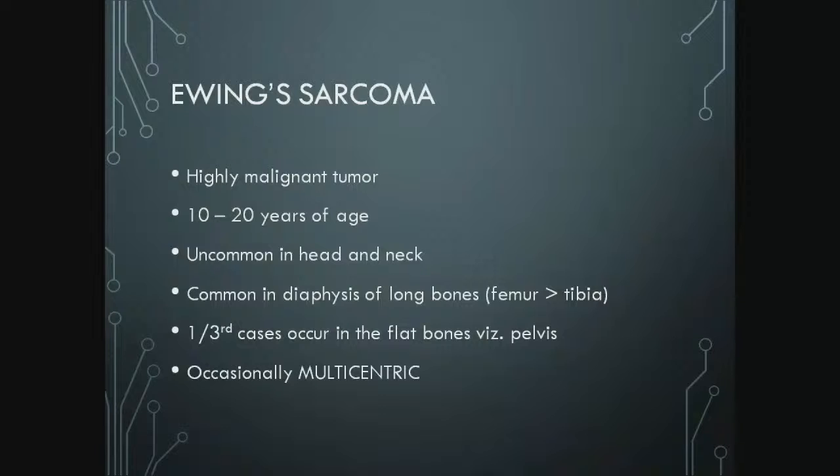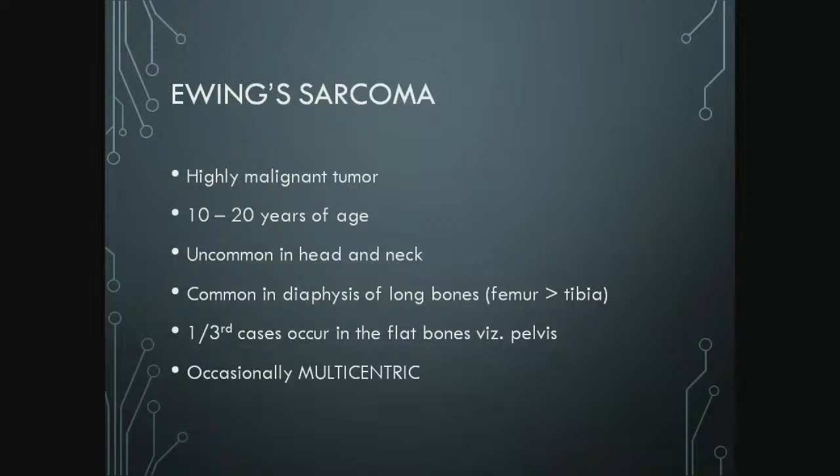Finally, we come to Ewing's sarcoma. Ewing's sarcoma is a highly malignant tumor occurring a decade earlier than osteosarcoma, commonly seen in 10 to 20 years of age. It is uncommon in the head and face and quite common in the diaphysis of the long bones, most commonly seen in the femur or the tibia. One third of cases occur in flat bones, that is the pelvis and the skull.